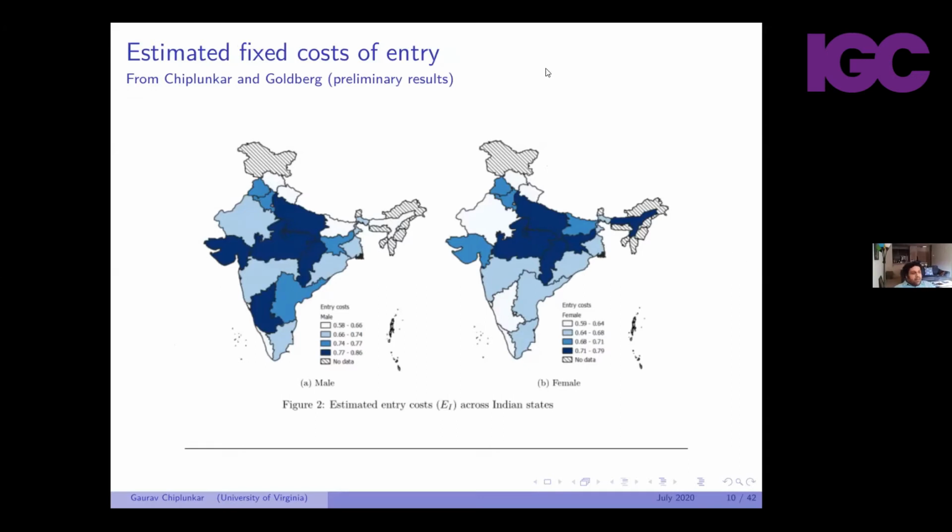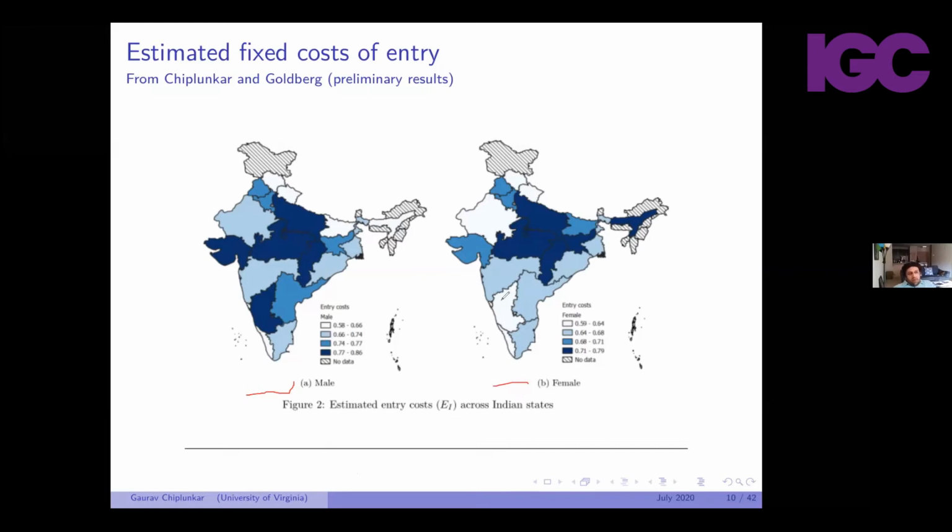But essentially what we find is this is across states. On the left-hand side, this graph is telling you what the fixed costs of entry are. When I say fixed costs, that just means setting up your firm, where you have to invest some capital, and so on and so forth. So based on our model and the economic census data, darker means you have higher costs, lighter means you have lower costs. How large are the costs for males and how large are the costs for females in terms of setting up their businesses?